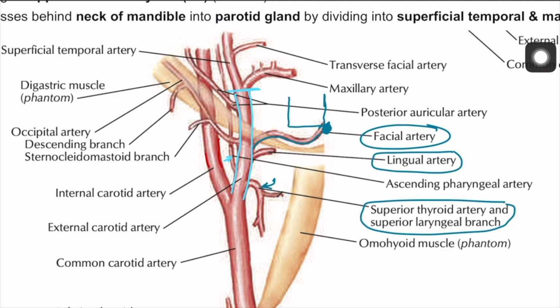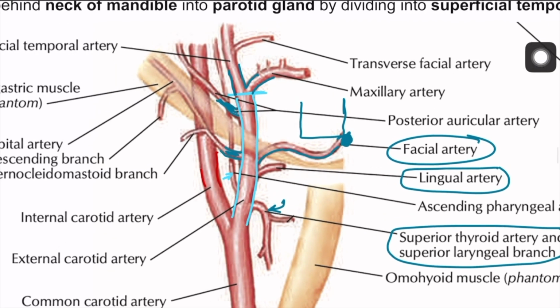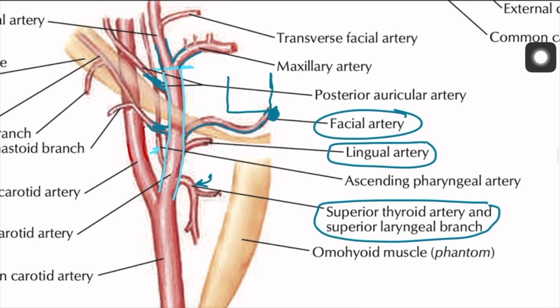Okay, two terminal branches, we mentioned them, the superficial temporal and the maxillary artery. And on the posterior surface, you have the posterior auricular and occipital arteries. So this is occipital and this is posterior auricular. And you have the ascending pharyngeal, which comes from the medial surface.